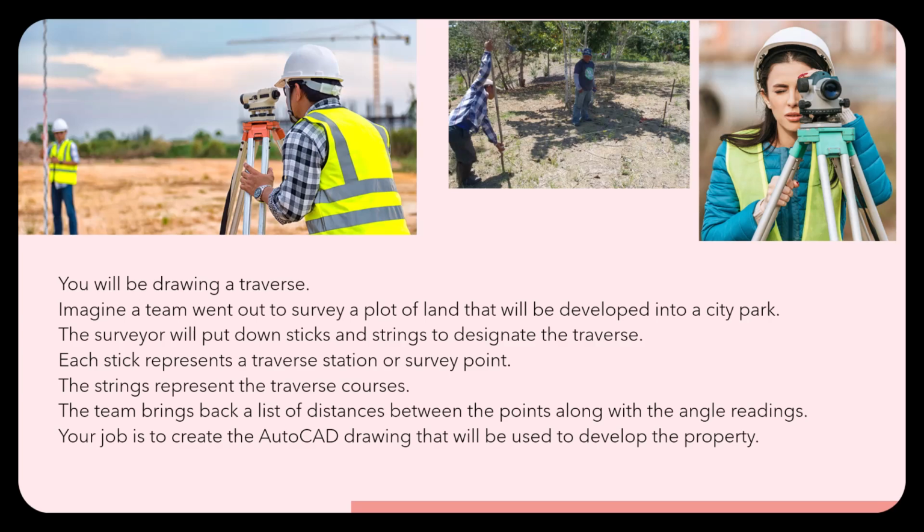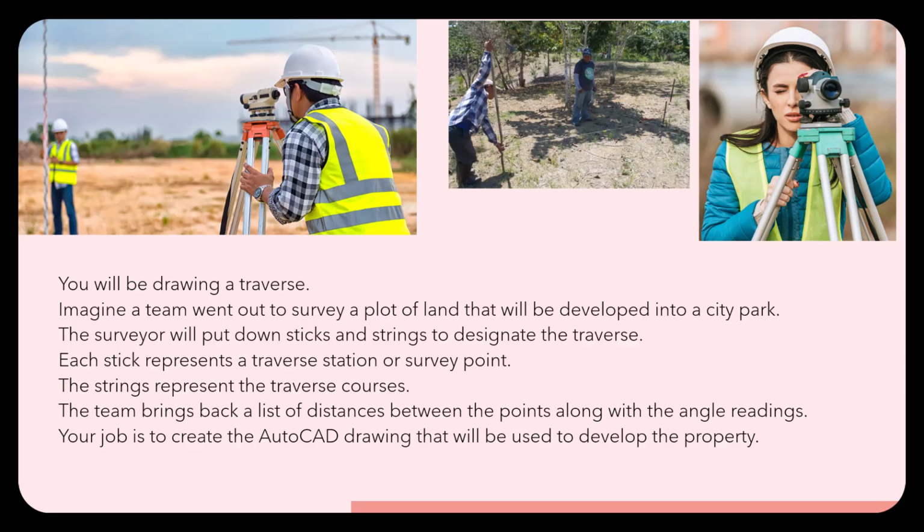You're going to be drawing a traverse. Imagine that a team in your company or in your student class went out to survey a plot of land that will be developed into a city park. The surveyor puts a PVC pipe at the survey point that acts as the 0, start point for the traverse. That's usually the corner of the lot. It's got a GPS reading on it. It's very easily identified. Then the surveyor puts down sticks and strings to designate the traverse.